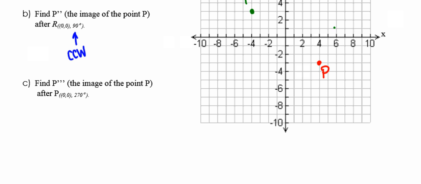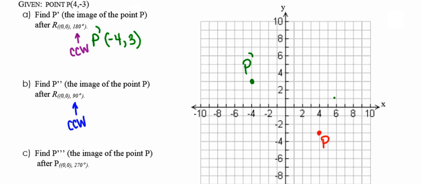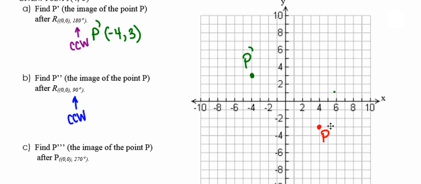So again, what I'm going to do is take my graph where I've plotted point P, and this time I'm going to turn my paper 90 degrees in the counterclockwise direction. So still counterclockwise, but this time we're only going 90 degrees. So go ahead right now, take your paper, turn it 90 degrees counterclockwise.